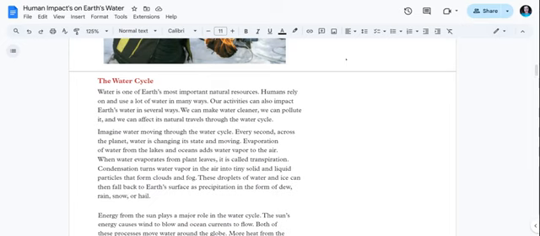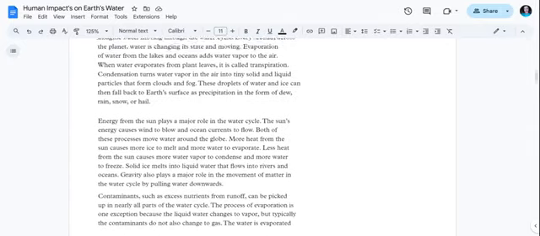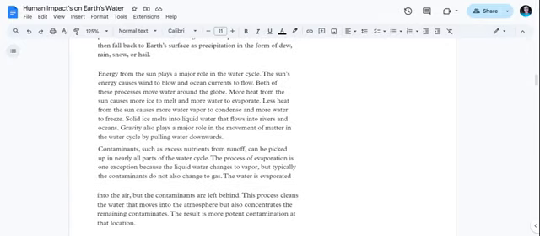Imagine water moving through the water cycle. Every second across the planet, water is changing its state and moving. Evaporation of water from the lakes and oceans adds water vapor to the air. When water evaporates from plant leaves, it is called transpiration. Condensation turns water vapor in the air into tiny solid and liquid particles that form clouds and fog. These droplets of water and ice can then fall back to Earth's surface as precipitation in the form of dew, rain, snow, or hail.